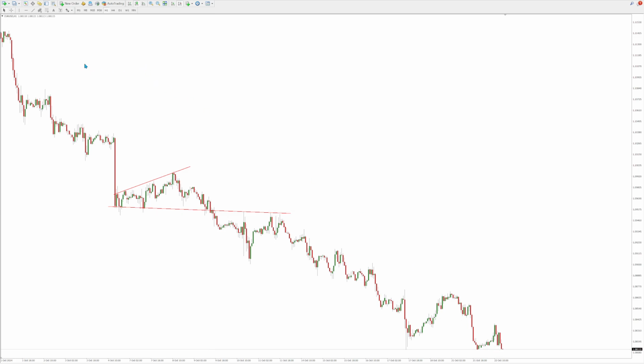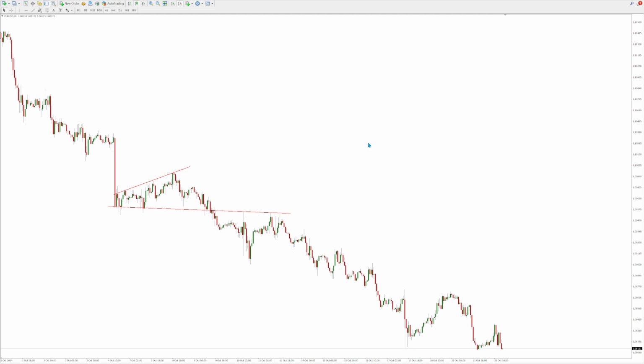So this is a euro dollar 1 hour chart. I'm using the MT4 trading platform. You can use any trading platform, any trading instrument, Forex, stocks, cryptos, indices, commodities, etc., and any chart time frame.